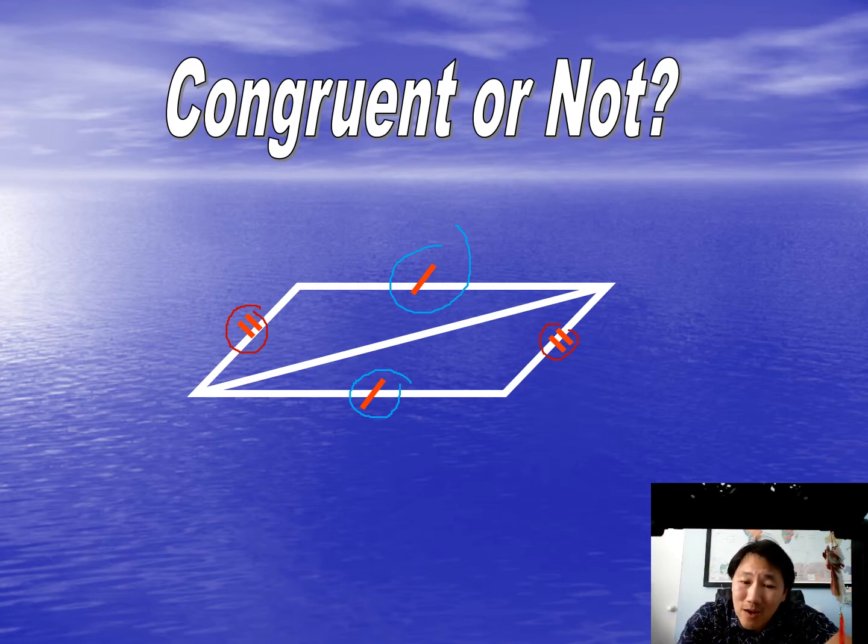And it turns out that even though the third side is not marked, they share it. So if they share the third side, you are allowed to mark it in there for them. And so they do share the third side. So these two triangles are congruent because all three sides match up.